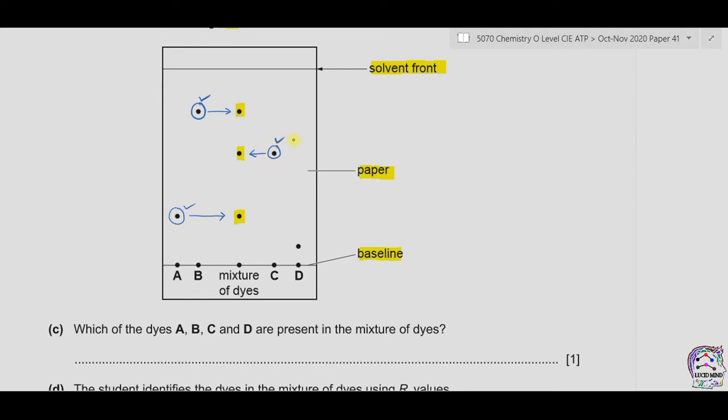So C is correct. For D we can see that this is the given spot and there is no spot in the mixture of dyes that is of the same height as compared to D. So we can say that only A, B and C are present in the mixture of dyes.